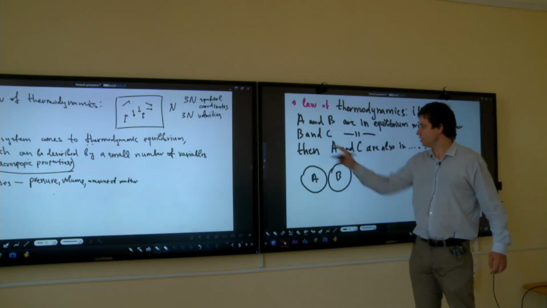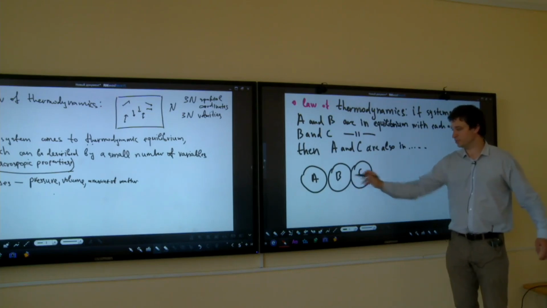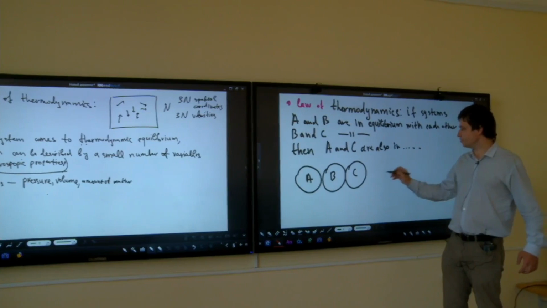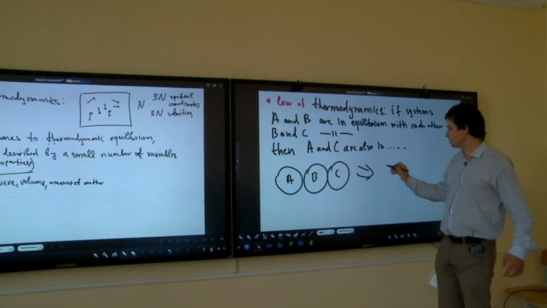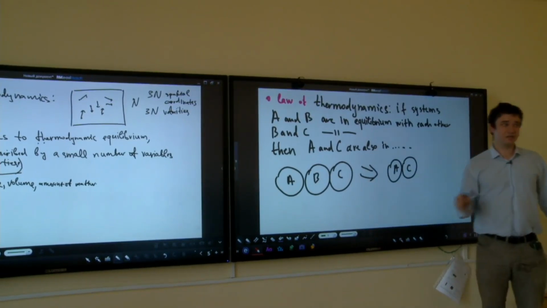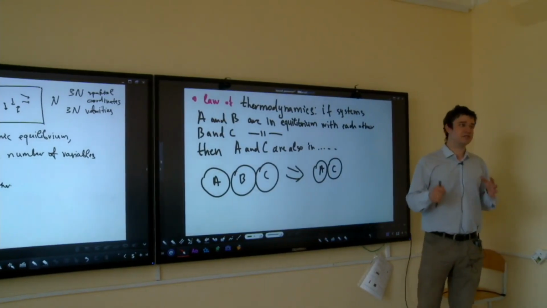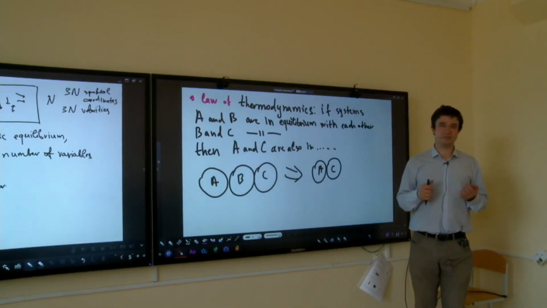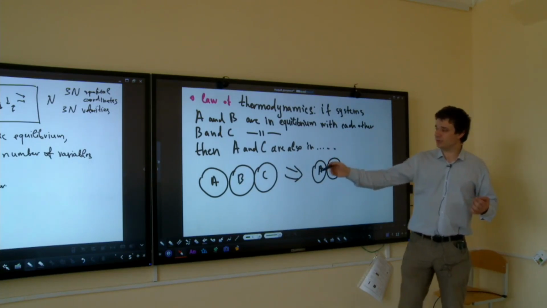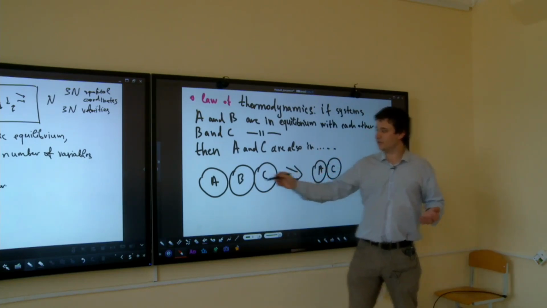And same stuff if I do systems B and C, then also nothing changes. And so that means that if I bring into contact the systems A and C, then they would also be in equilibrium with each other. Of course, there are some intricate matters here, because when I bring them into contact, what does equilibrium mean? I can change their volume.